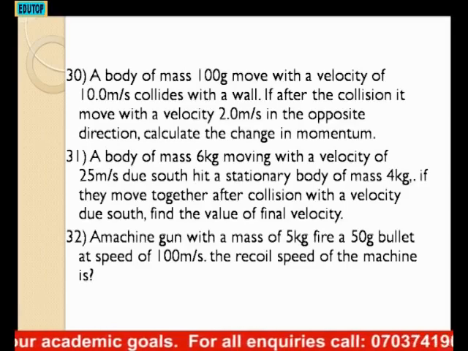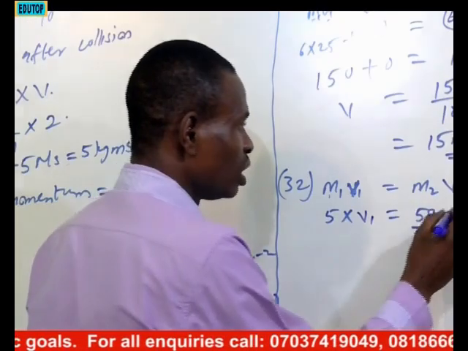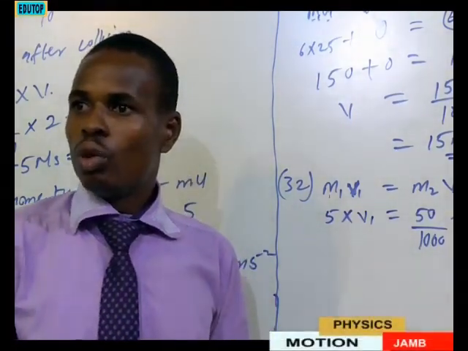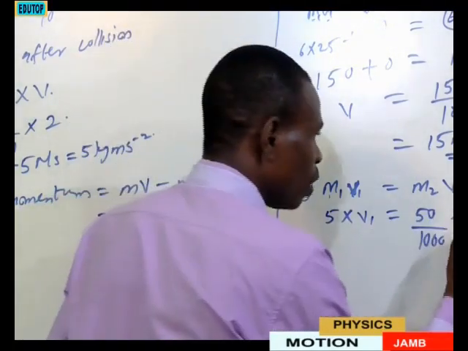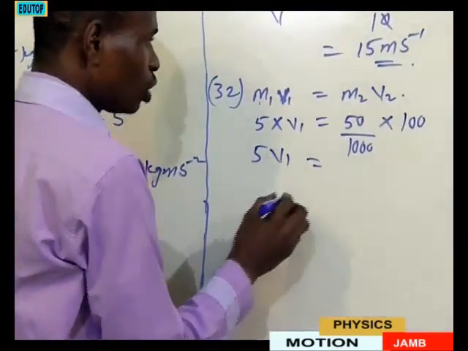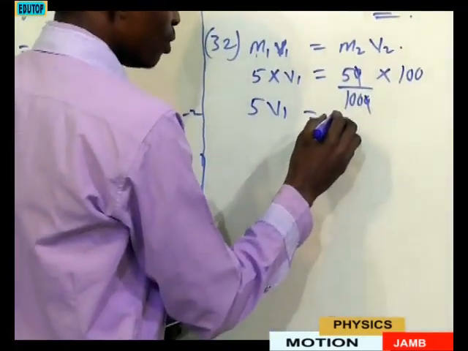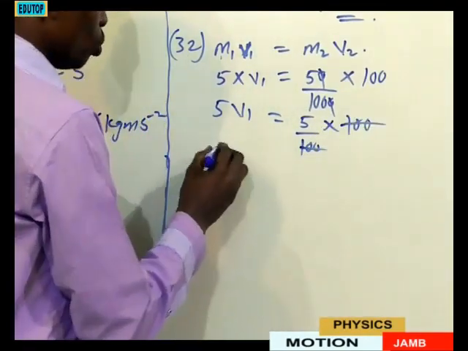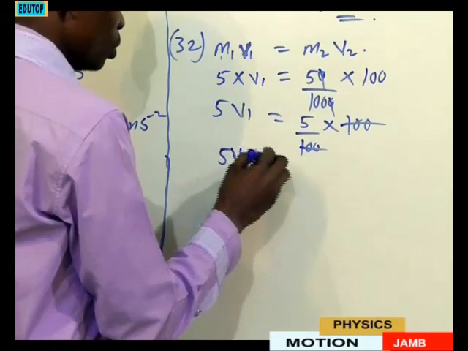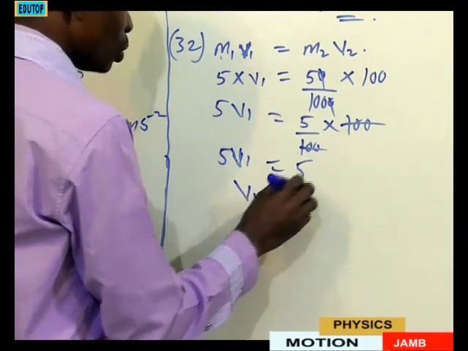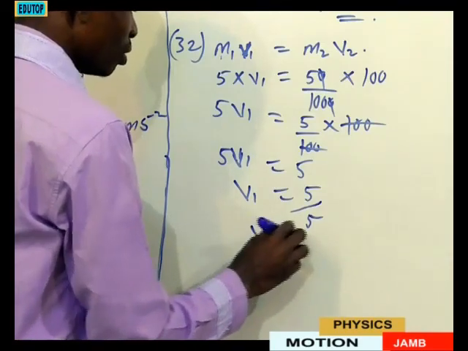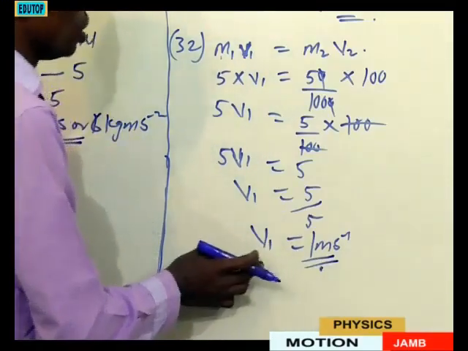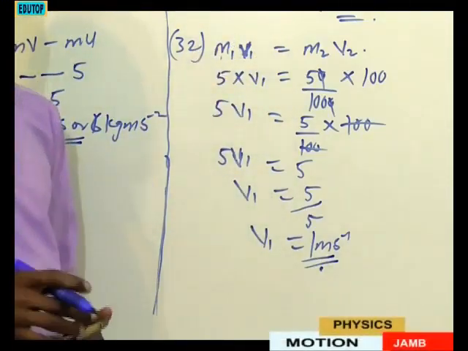We have to calculate the speed of the machine gun. So we are looking for V1. The mass of the bullet now, times the speed, which is 100. Put 100 in this place. So 5 times V1 will be equal to 50 over 1000 times 100. 100 cancels 100. We have 5 V1 is equal to 5. V1 is equal to 5 over 5. V1 is equal to 1 meter per second. And that is the speed of the machine gun.